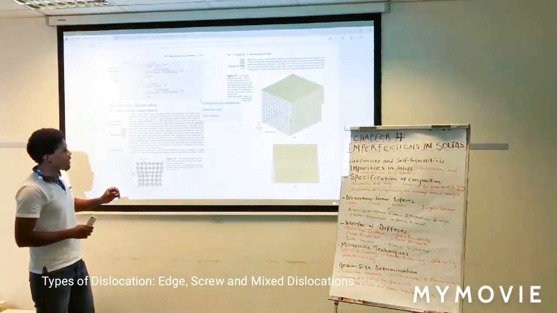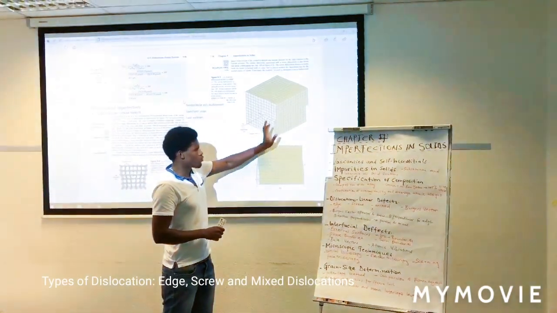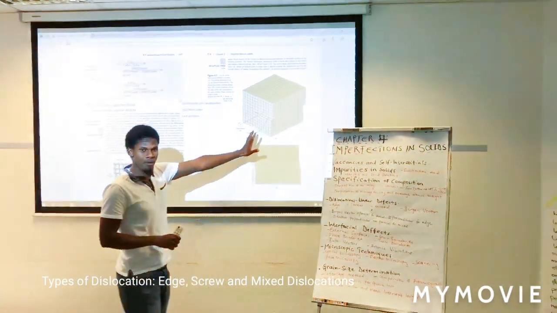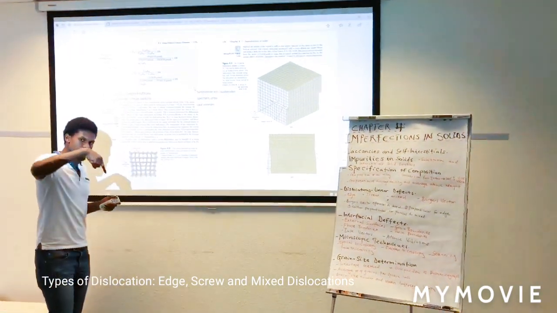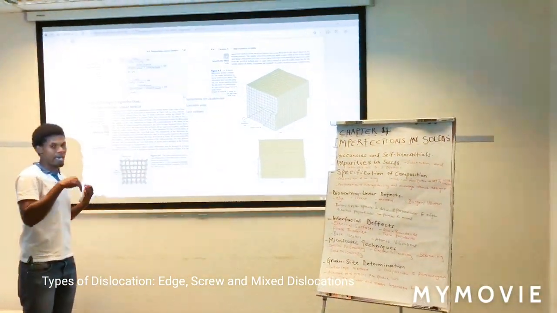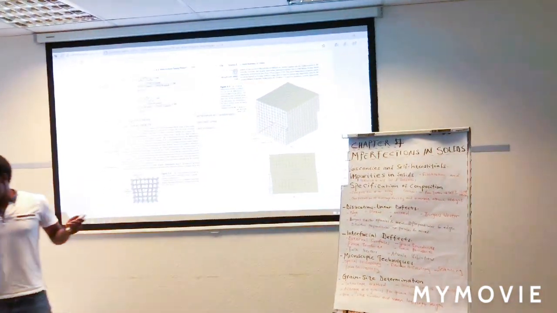However, if you look here, we also have the other type of dislocation, which is the screw dislocation. The screw dislocation will be something like a helix within the plane. That's exactly what we will see. We'll see an example of that now.